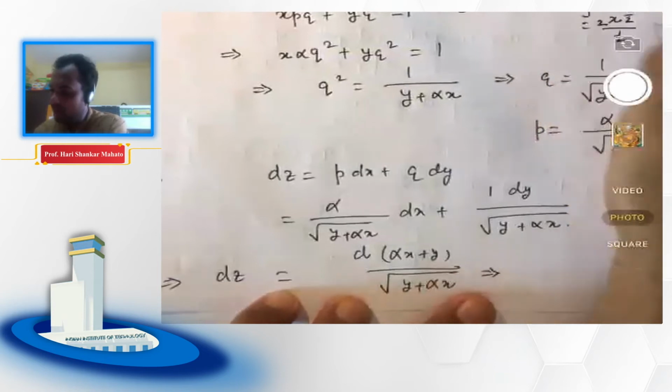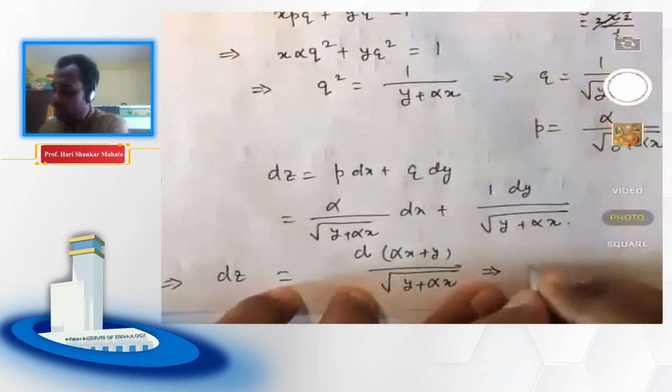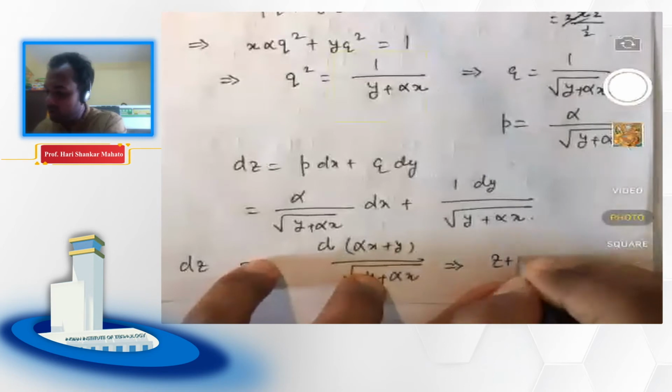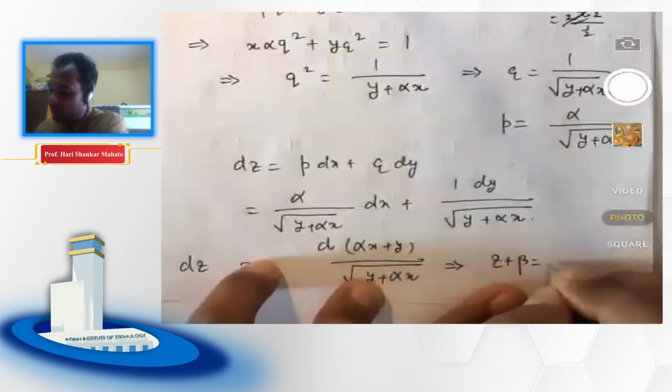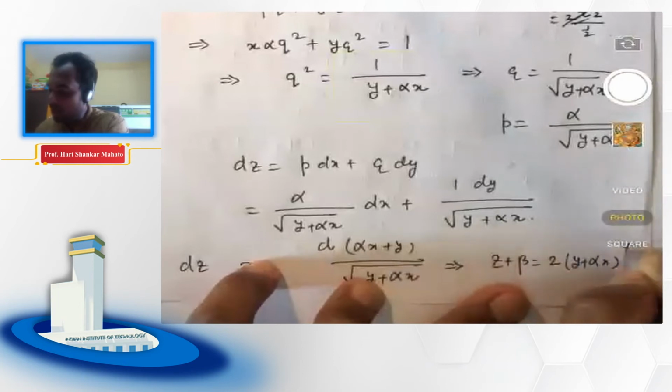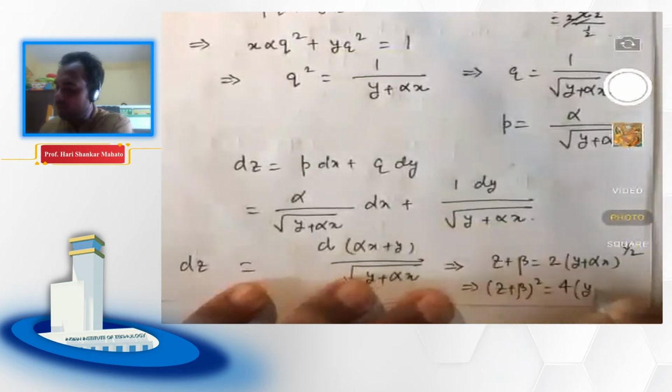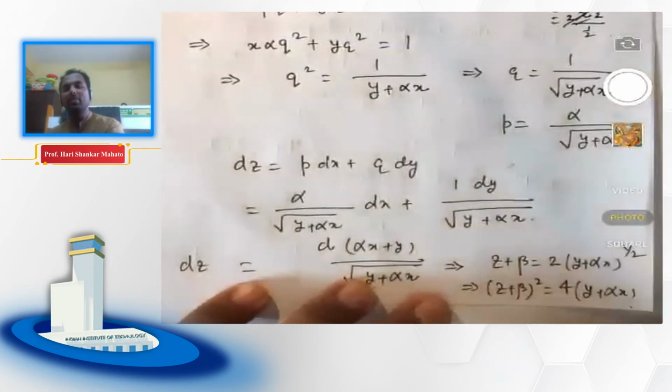So if I square, yes. So basically what you will get is some z plus, let's say some constant beta, equals 2 times (y plus alpha x) whole to the power half. So if I square both sides, it will become (z plus beta) whole square equals 4 times (y plus alpha x). So you see how we saved the situation.